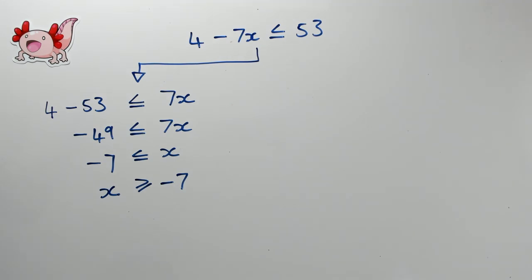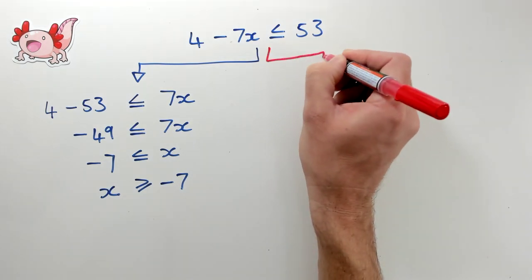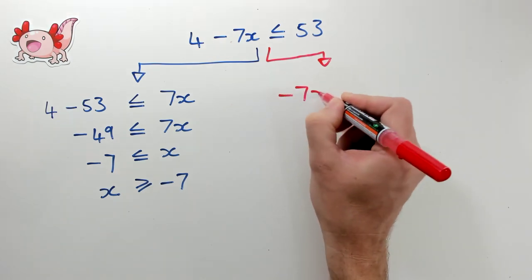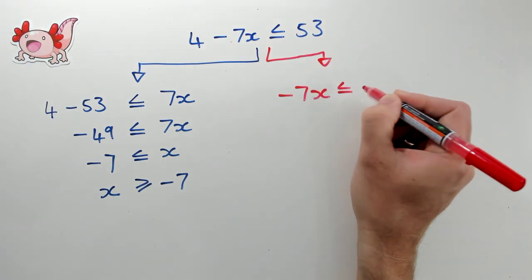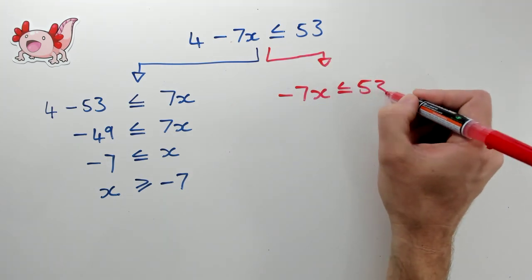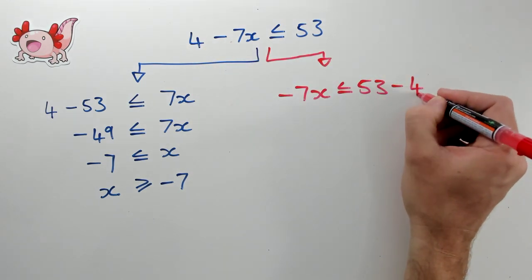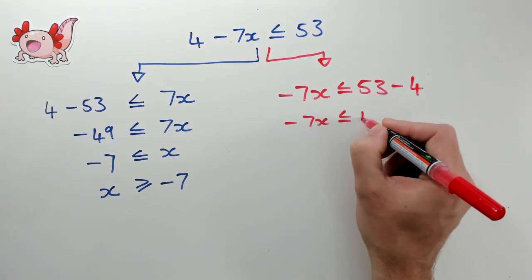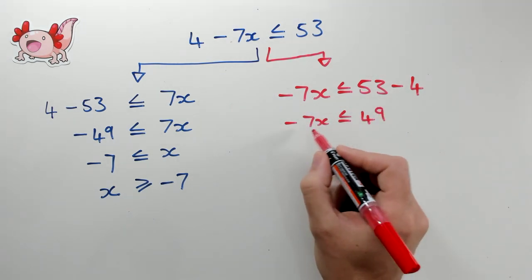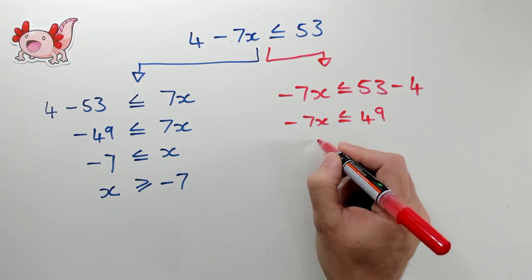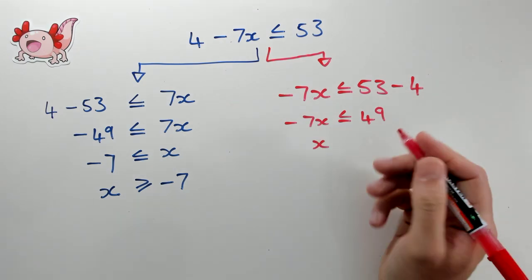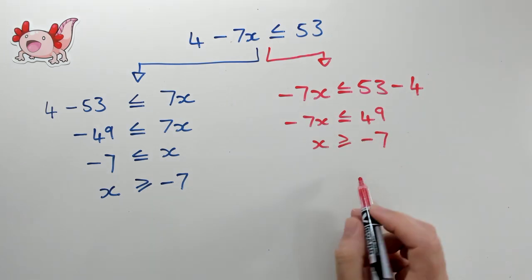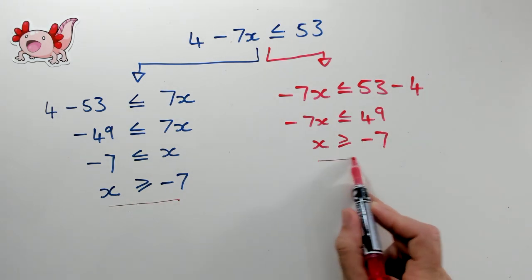So let's follow the rule that I explained. In this case, maybe you leave the negative 7x here, and it's the same sign, with 53, and we take off a 4. So I have negative 7x is smaller than or equal to 49. And I'm going to divide both sides by negative 7. But because I'm dividing by a negative number, the sign has to switch around. And there you have it. You see we have the same answer.